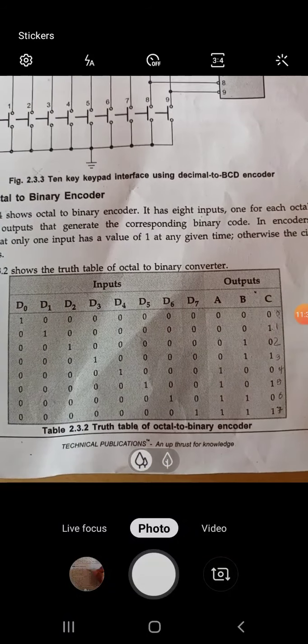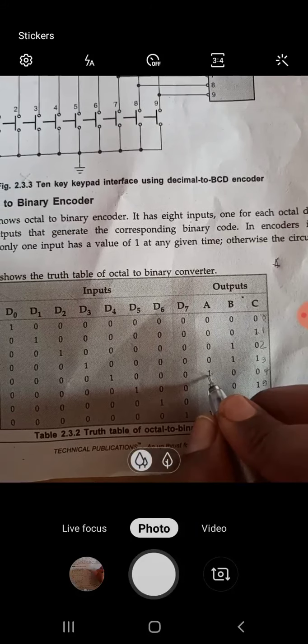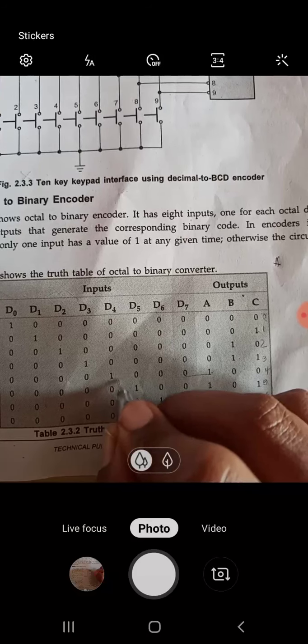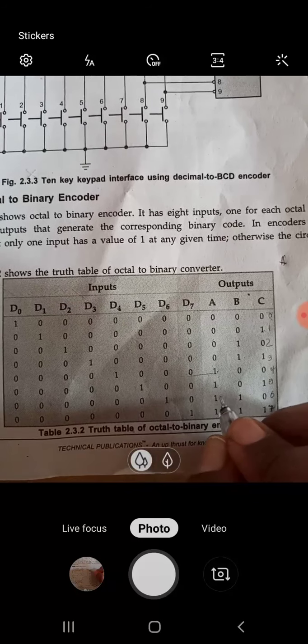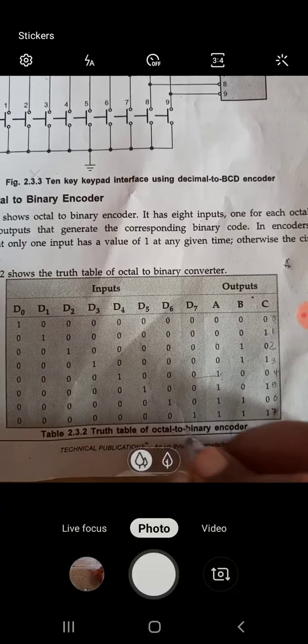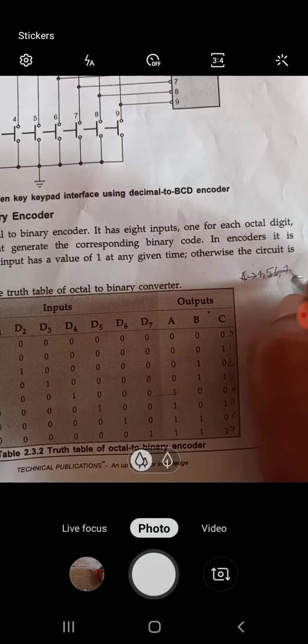Now in order to draw the logical diagram, we are going to fetch the output A value. It has 4 ones. So I will write it over here, A. It is 1 for what values? Let's check. It is 1 for 4, this value is 5, this is 6, and this value is 7. So A is 4, 5, 6 and 7.